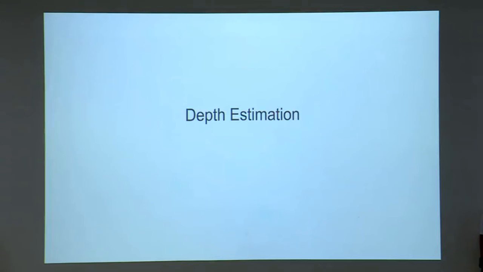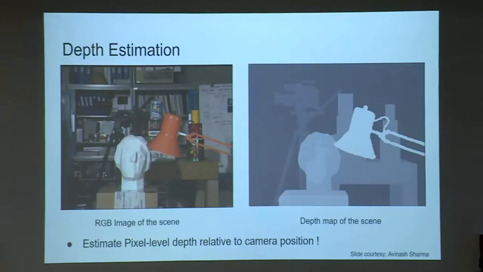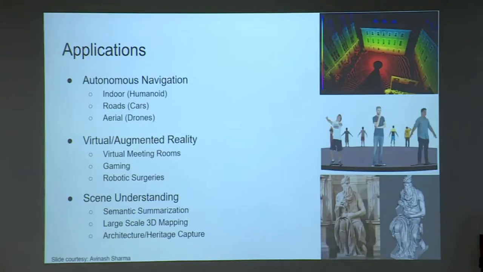Here we are interested in estimating depth. For example, the goal is that we are given an RGB image, one image or multiple images, and from there we want to find the depth map. So per pixel we want to estimate the depth. Basically the goal is to find how far the object is from the camera. This has various applications in autonomous navigation, in virtual and augmented reality, and scene understanding. All these are various applications for why we need depth.